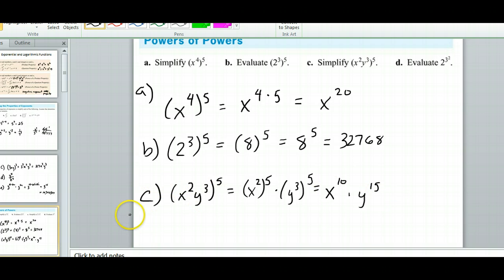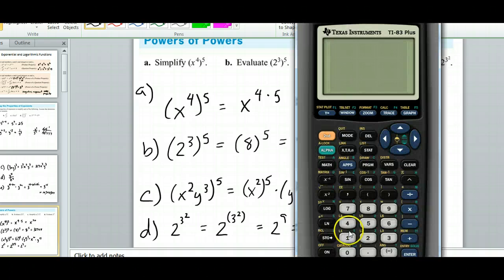Alright, and then for D, we got 2 to the 3 to the 2. Now, what we have to understand is this is 2 to this power 4. So we have to deal with the exponent first. So this is 2 to the 9th power. And then go to your calculator. 2 to the 9th is 512.